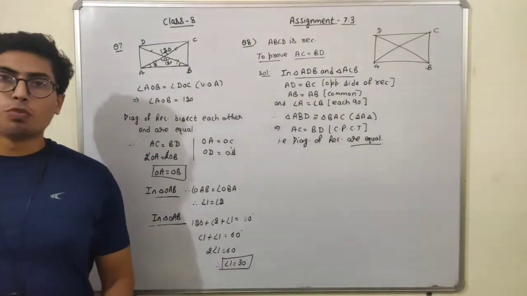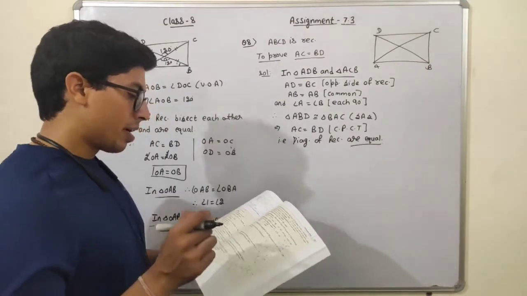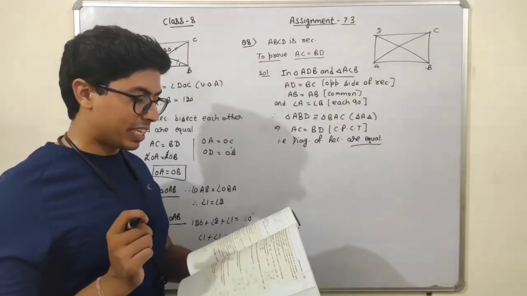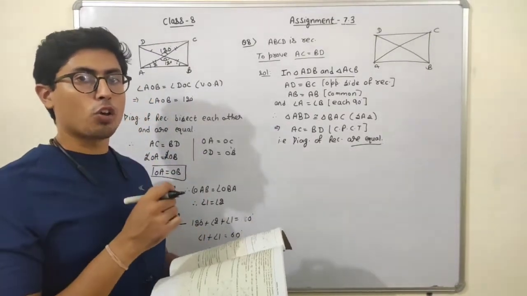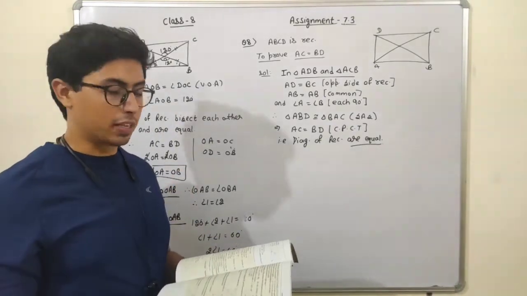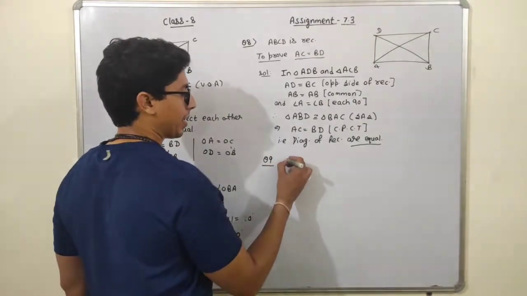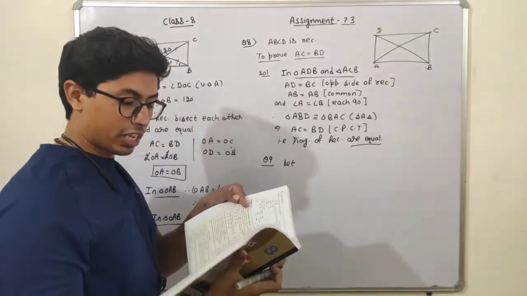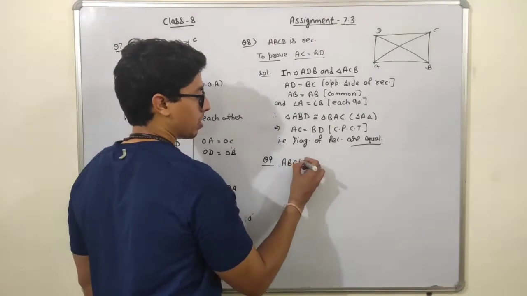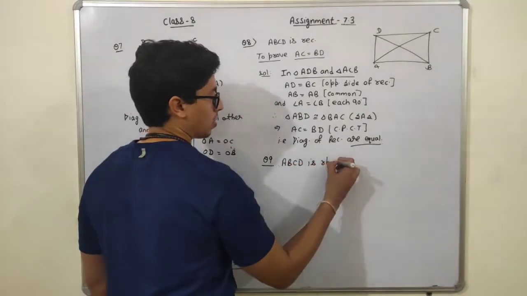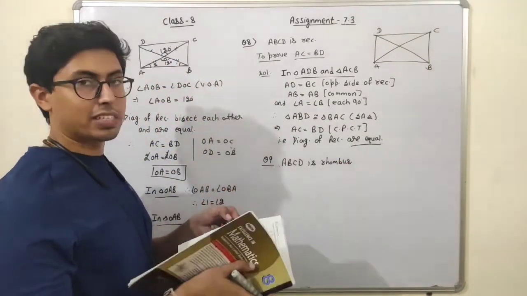Now, students, just moving forward to question number 9. See, question number 9 is: prove that the diagonals of a rhombus bisect each other at right angles. Now, students, this property I have already discussed, that the diagonals of a rhombus bisect each other. Now I have to prove this thing. So first of all, take our rhombus. The figure is given. To prove: ABCD is a rhombus, and I have to prove that the diagonals bisect each other at right angles.